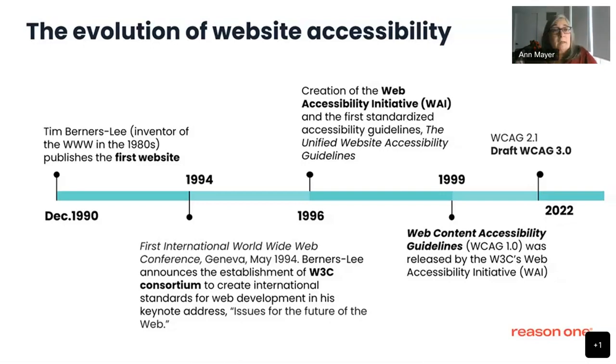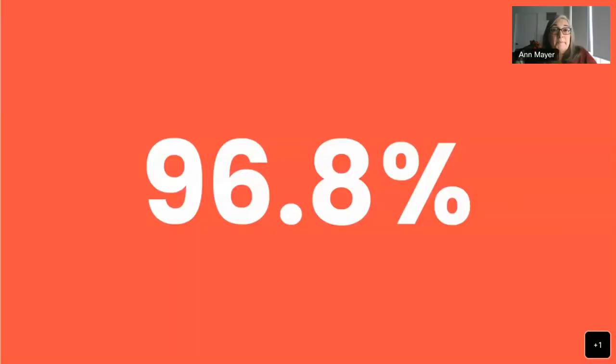So let's look at where we are now. 96.8%. Does anybody want to guess what this number represents? It's not a success metric. The WebAIM organization does an annual review of the world's top 1 million websites. In 2022, 96.8% of homepages had detected WCAG version 2 failures. 96.8%.